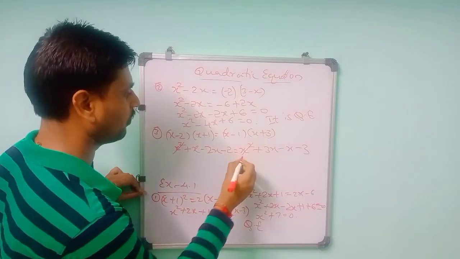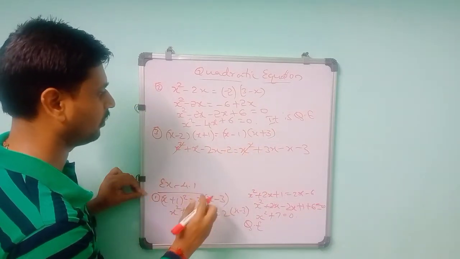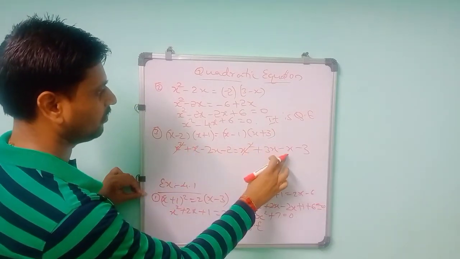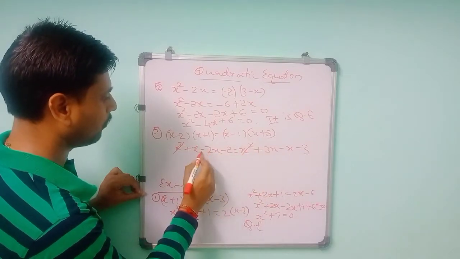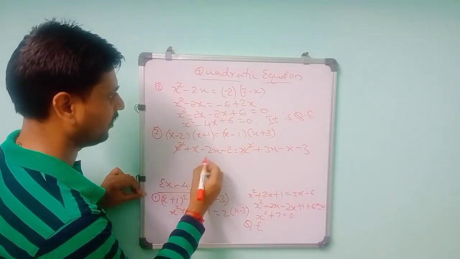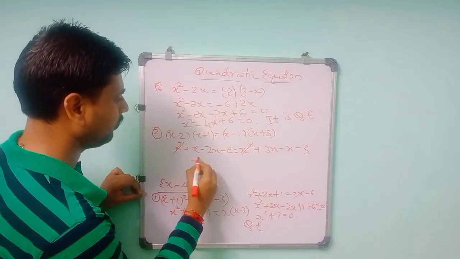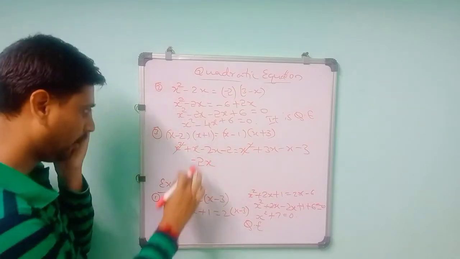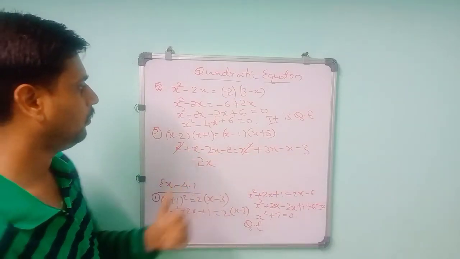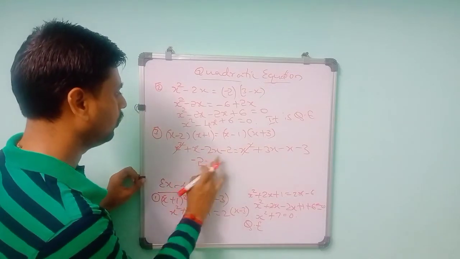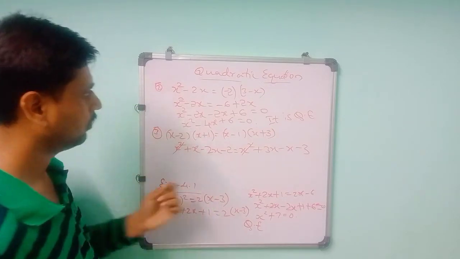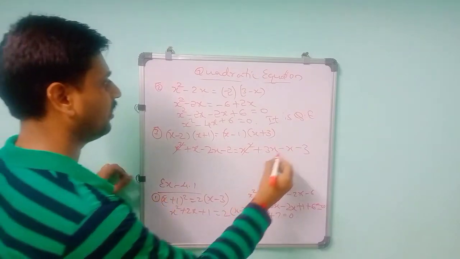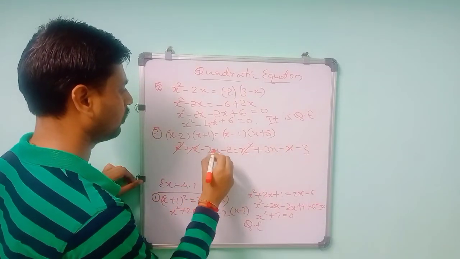X square is there, x square is there. This side it becomes x square, it is cancelled. Here x is there, but it is minus, so I have to write the same. Plus x minus 2x, it will become minus x. This also minus 2x. X minus 2x is minus x, and this one will become plus x. So it will become plus 2x minus 2x. It is cancelled. This one x, this one gets cancelled.